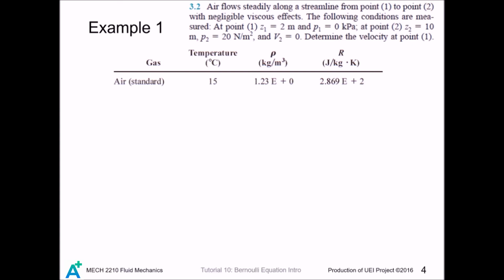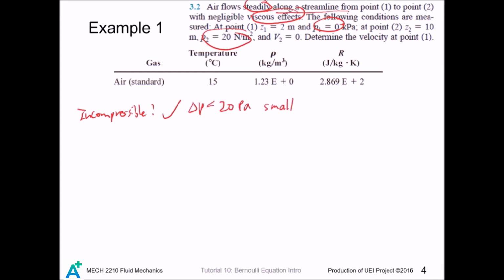Before applying the Bernoulli equation, we must ensure that all four conditions for the Bernoulli equation are satisfied. First, we have negligible viscous effect, and we have steady flow, and also we have a long streamline. But what about incompressible? We just say this one is okay because the change in pressure is just 20 Pascal. We will further justify that in the last part of the video. So we now write down the Bernoulli equation.